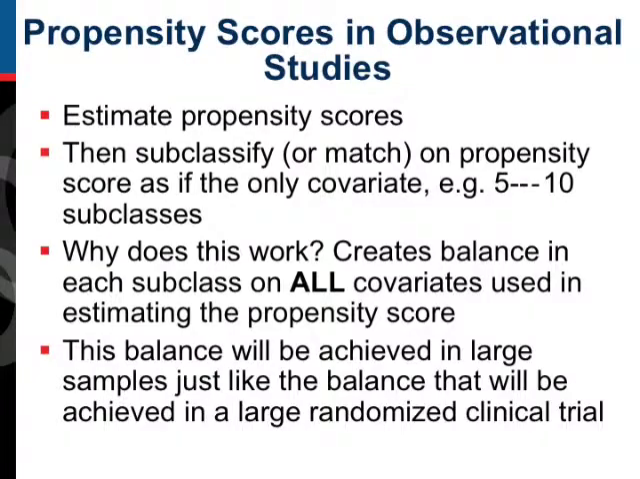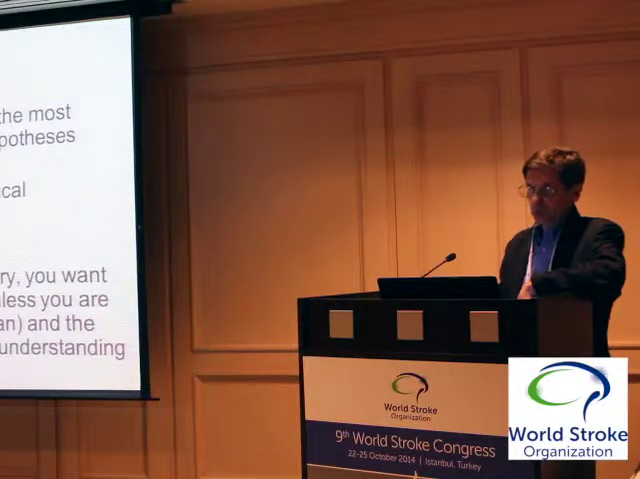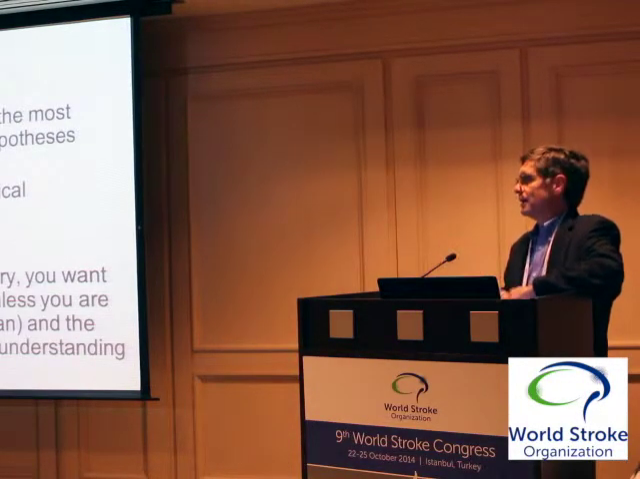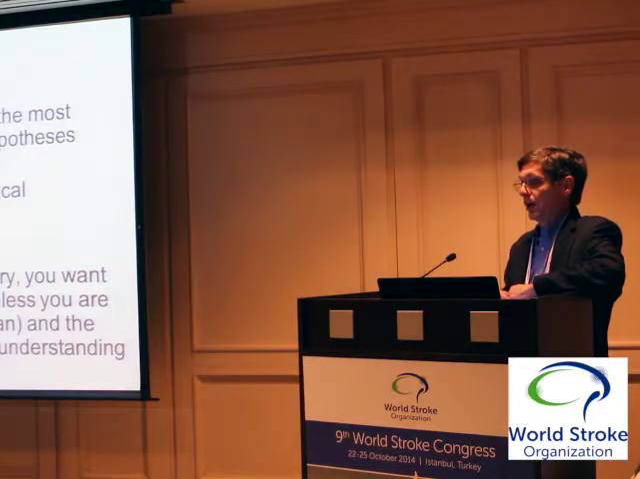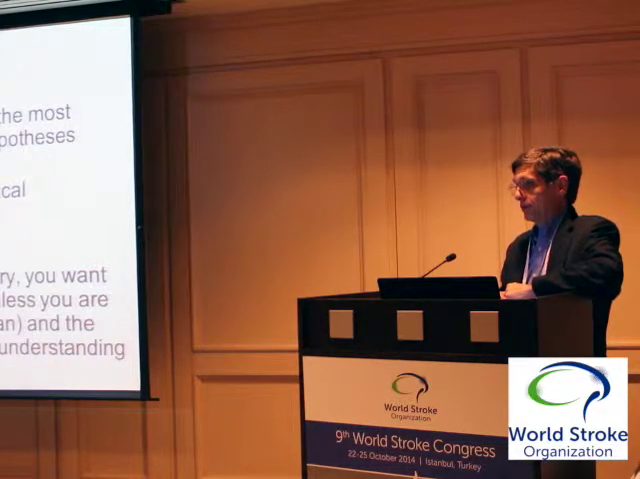So you estimate the propensity score, and you subclassify or match on this propensity score by classes. And why does this work? Because it creates balance in each subclass on all the covariates used in estimating the score, and it tries to do what's happening in a randomized trial. So that's kind of a newer technique. It's very popular. Be very careful about it. I'm not sure it's done well in many places.